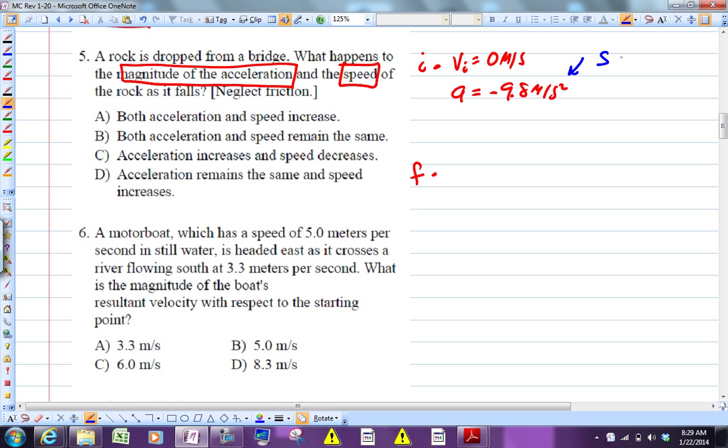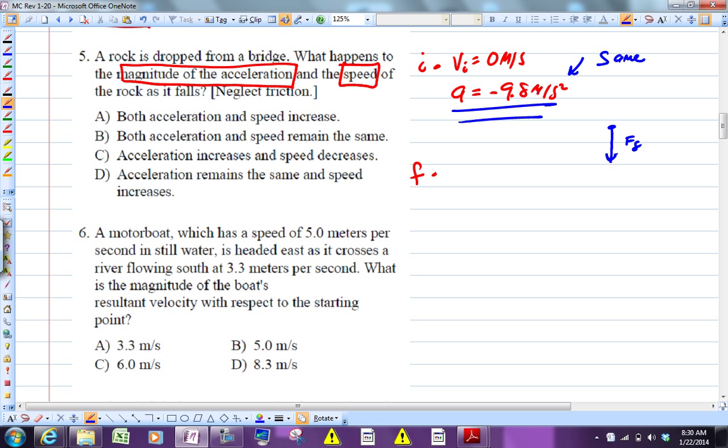This stays the same because the entire time you're falling, the only force acting on the rock is gravity, the weight force. As it falls, it doesn't get any heavier or lighter, so it's going to have the same acceleration, minus 9.8. So the acceleration is going to be the same. Now speed, it is accelerating, so every 1 second that goes by, it's going to be going 9.8 meters per second faster downward. So the speed keeps going up.